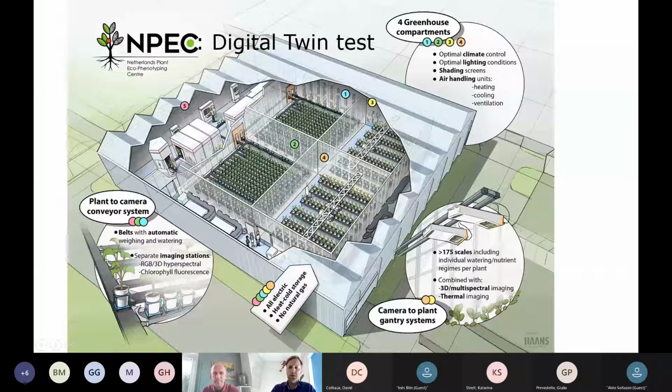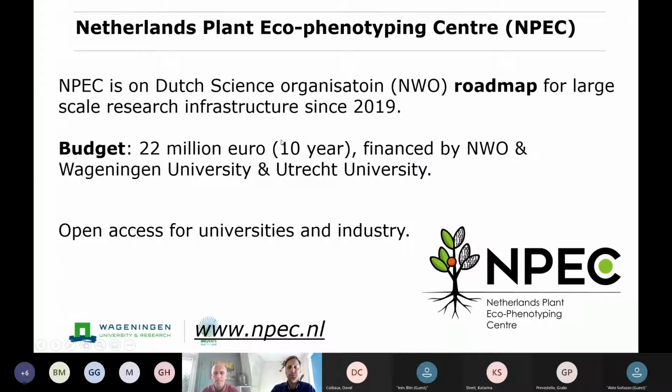Here, the sensors are moving to the plants. So here the plants are on tables, and we are gathering the phenotype while bringing, for instance, these kinds of scanners to the plants. That's actually another topic not covered today.